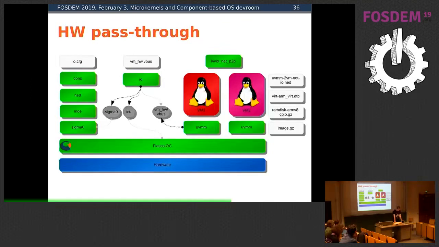So we can see all of that on this slide, including the Sigma 0 and ICU capabilities, and also how I/O provides the virtual bus object via the VM_HW capability, which is basically the same thing, the server side of the VBus capability provided to the UVMM. We provide it only to one of the UVMMs, or to one of the VMs, because we don't want the other one to have access to it.